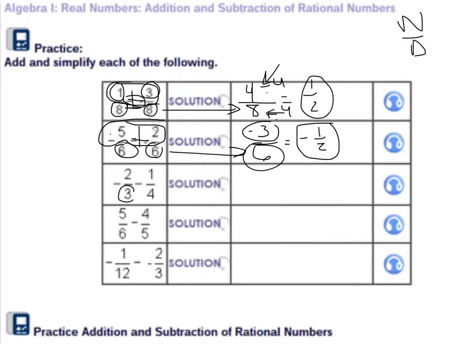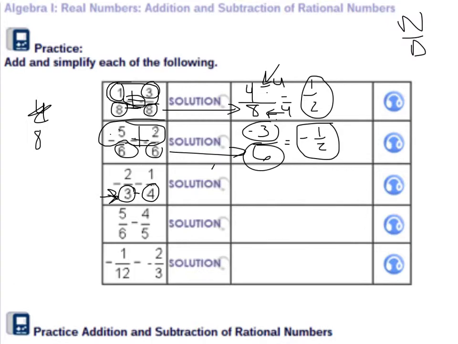Now, we need the exact same number here. This one's not going to be as easy, so we have to find a number that both of these go into. The easiest way to do that is start with your biggest number and then just keep going up, finding multiples of it until you get to one that the other number goes into. Okay, does 3 go into 4? Nope. So let's go up 4 more.